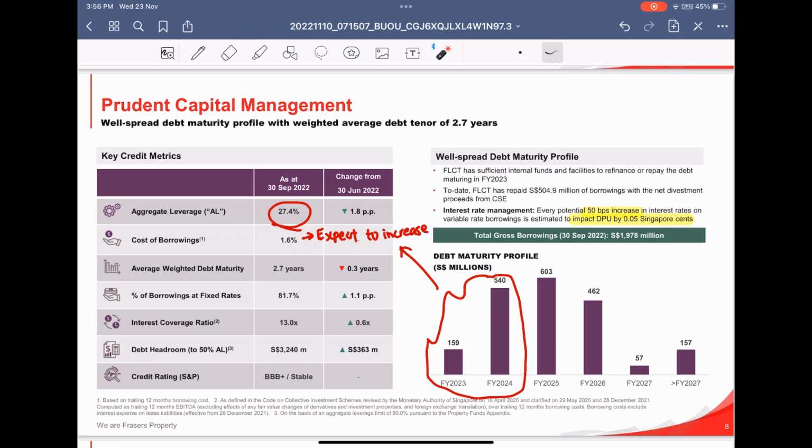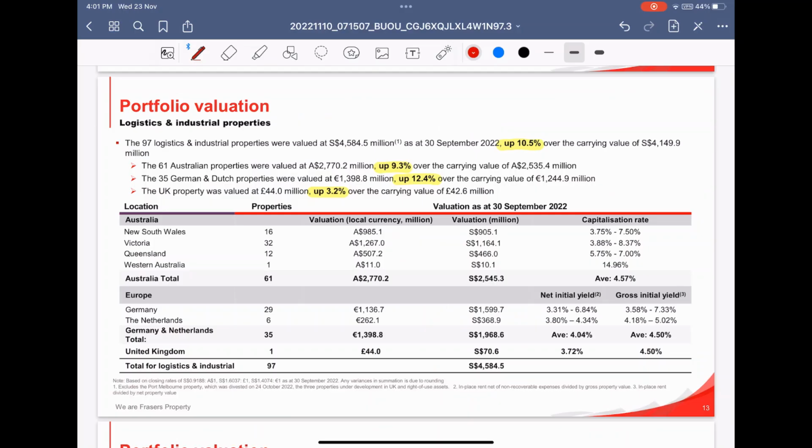Okay, so let us look at the portfolio valuation, and these slides will actually tell you the difference between the performance of L&I as compared to commercial properties within the REIT itself. As you can see from these slides of logistics and properties, they actually consist of Australia, Germany and Dutch, and UK properties. If you see one thing in common, all of them are having an increase in the valuation itself.